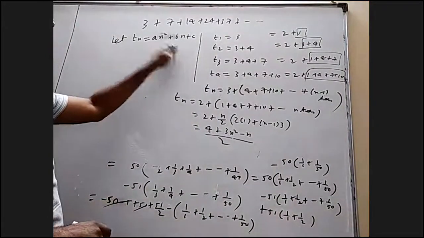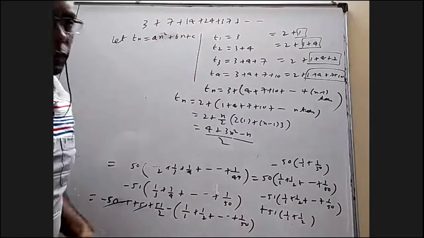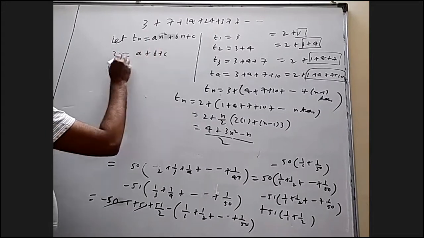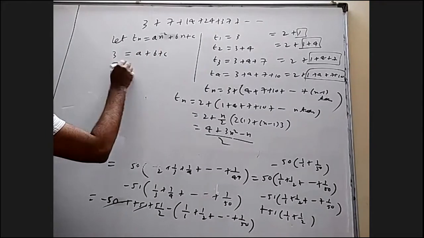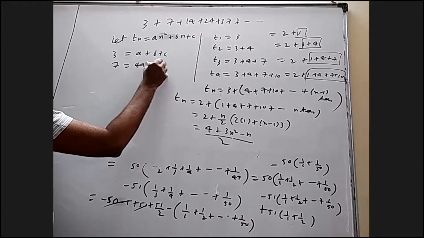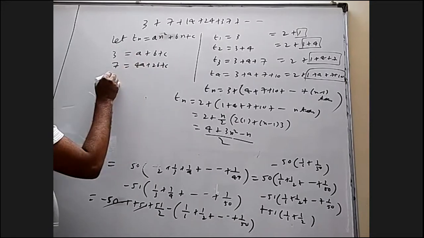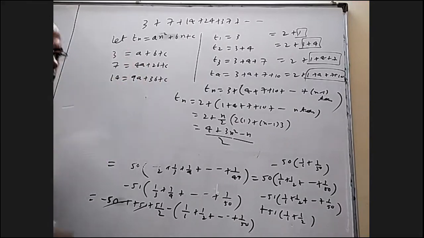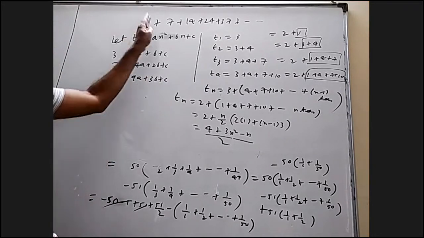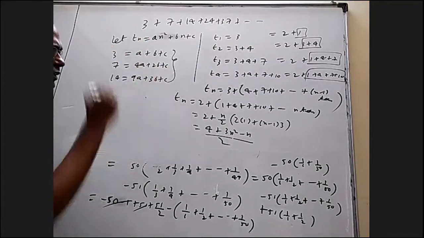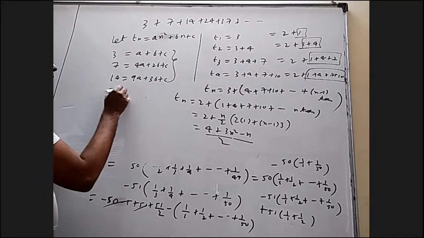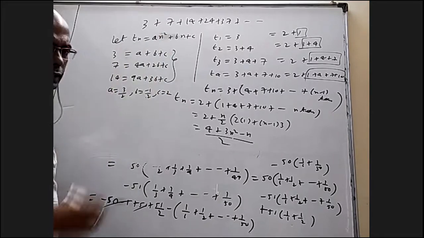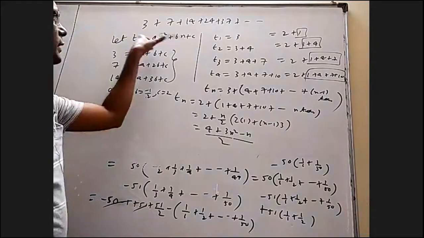How to find a, b, c? Use the first 3 data, form 3 equations. First term 3 should be a plus b plus c. Second term 7 should be 4a plus 2b plus c. And third term is 14, which is 9a plus 3b plus c. I kept n equal to 1, n equal to 2, n equal to 3. Okay. Solve these 3. I'm sure you will get a equal to 3 by 2, b equal to minus, c equal to 2. Put that back. Then you will know the nth term and then sigma Tn.